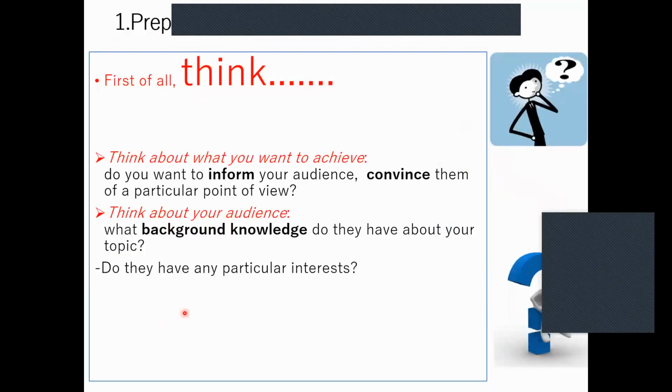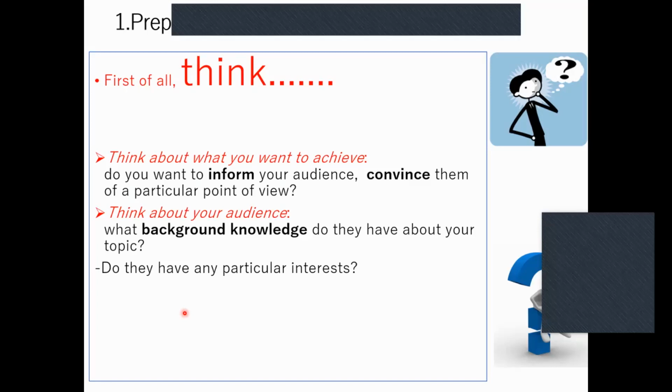So first, preparing your oral presentation. What does it mean? First of all, think, okay? You have to think a lot before starting the preparation of your presentation. For example, if I ask all of you to give a presentation about some topic, for example, in 2 weeks or so, then what you have to do, you have to think first. And what will you think? Think about what you want to achieve.